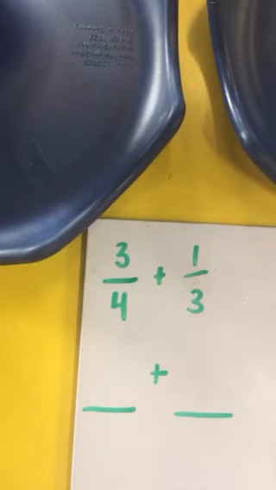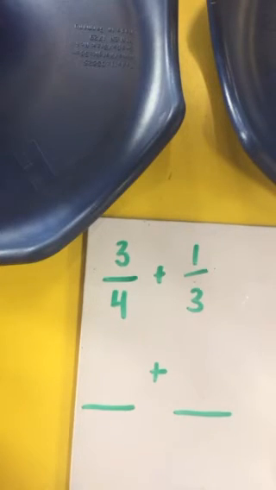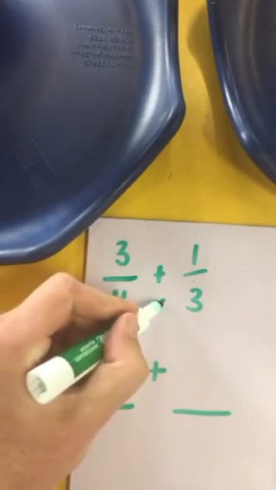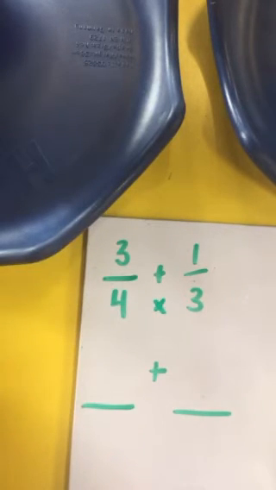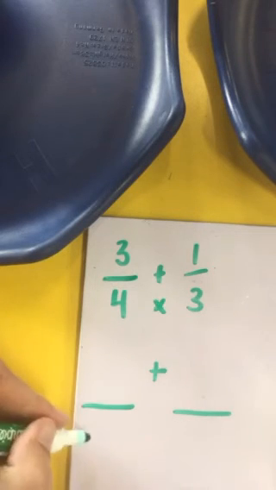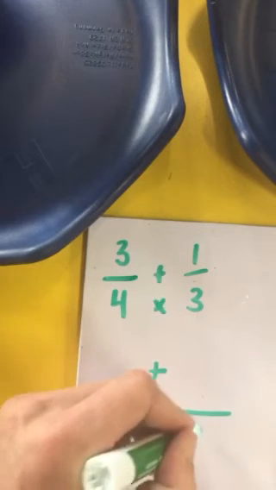So 4 fits into 8, 3 fits into 9, 4 doesn't fit into 9, 3 fits into 12, and 4 fits into 12. Good, so we found a number, 12. 4 fits into 12 and 3 fits into 12. You'll notice that if you multiply them together, you do find a number that they both fit into. Good, so the lowest number is 12. Both denominators fit into 12.